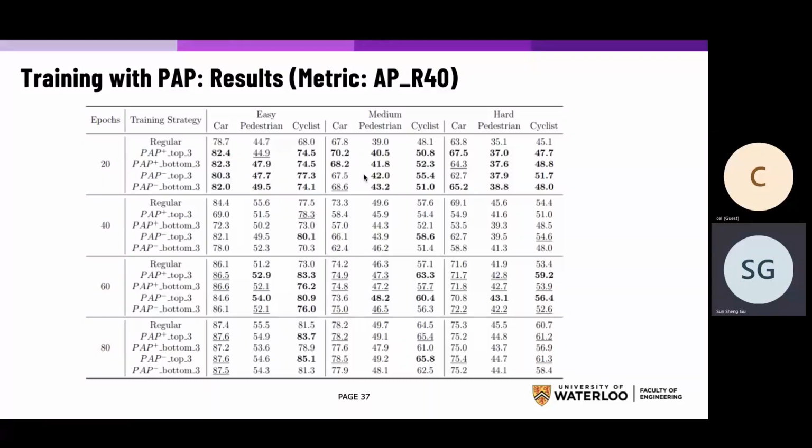Now you can see we have a lot more bold and underline. So that means training with PAP in general gives better performance than training with XC. I guess it's understandable because object detection is a very complicated task, and improving model robustness using PAP can certainly help. The one that performed the best, I would say, is the PAP negative top 3. So that's reducing the PAP values for the top confidence predictions based on the negative attribution values.